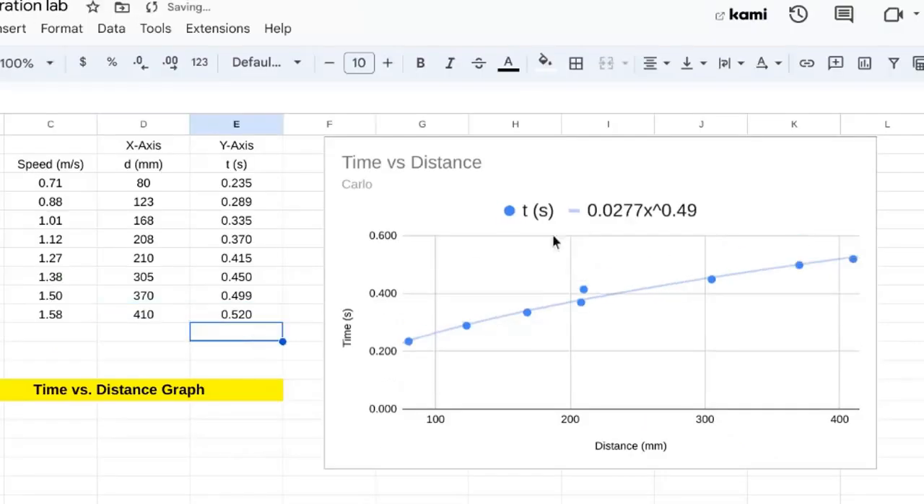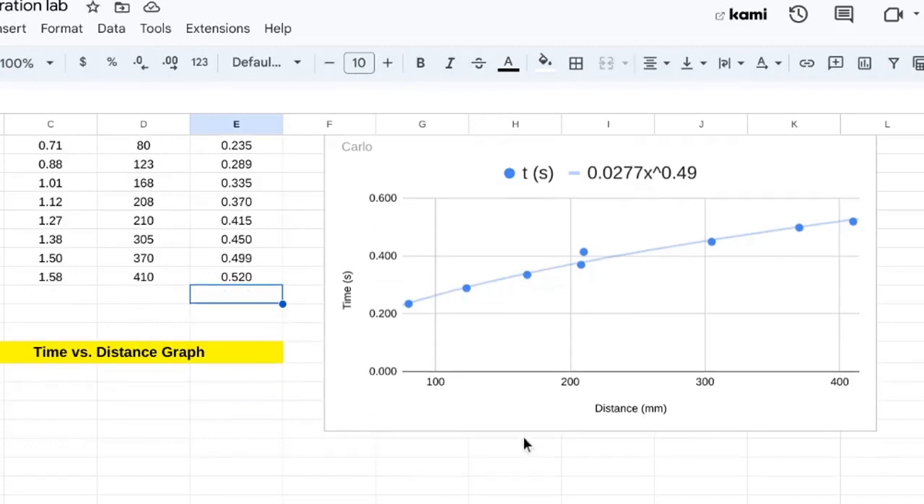So this is my last trial. I'm inputting my last bit of data, and here's my equation for my graph. The constant's 0.0277. X raised to the 0.49, which I'm going to round to 0.5, so it'll be the square root of x.